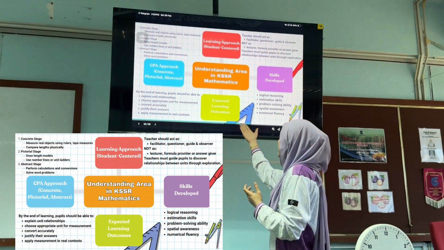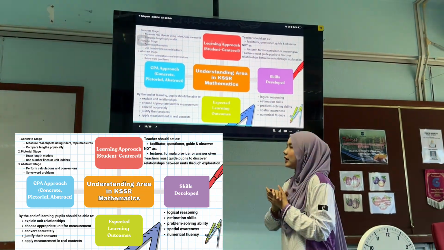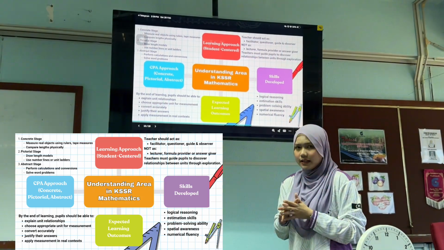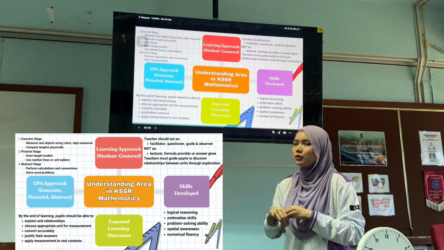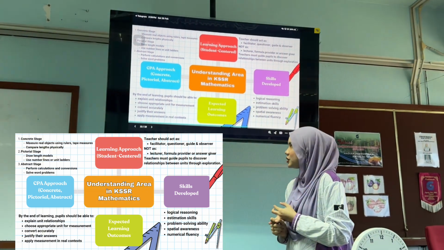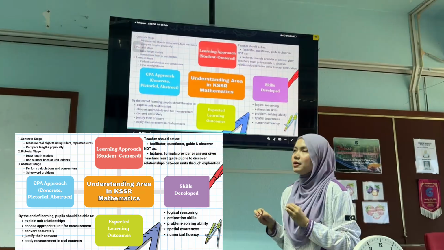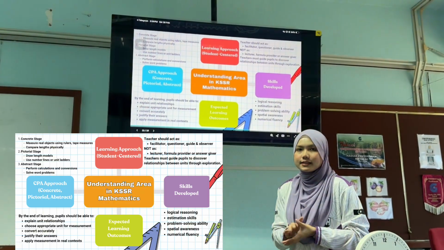And the last one is the expected learning outcome. For this learning outcome, at the end of the class, people should be able to explain unit relationships, choose the appropriate unit for measurement, convert accurately, justify their answers, and apply measurement in real contexts.